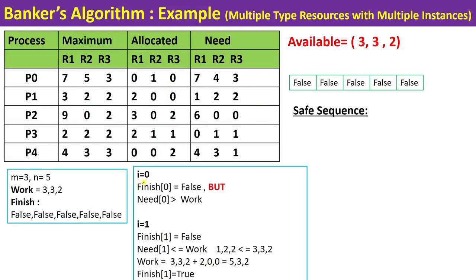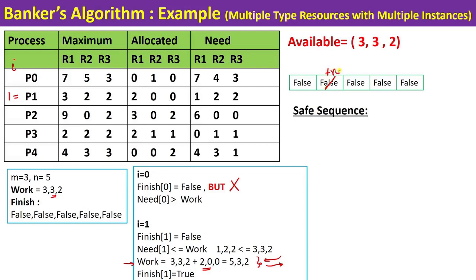So here I have written everything in a clear manner. For I equal to 0, we had finish 0 equal to false, but our need was greater than work. So we said we are not proceeding with this. When we came to I equal to 1, finish was false, need is less than work, so we directly say work equals work plus allocated, which is 200. That means we are getting 532. After returning all the resources we are getting 532. So we are granting the request and then taking all the resources back, and finally we say finish of 1 is true.